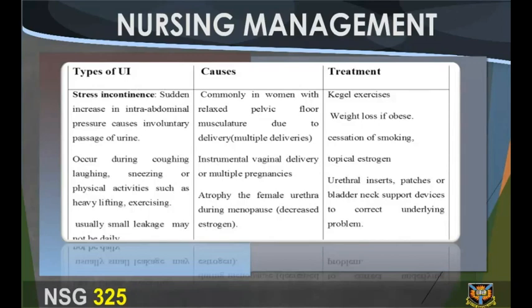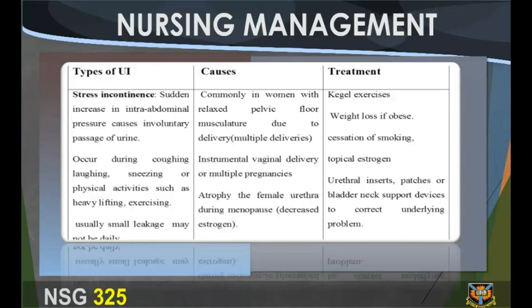Nursing management. Types of UI, causes and treatment. Stress incontinence. Sudden increase in intra-abdominal pressure causes involuntary passage of urine. Occurs during coughing, laughing, sneezing, or physical exercises such as heavy lifting. Usually small leakage, may not be daily.